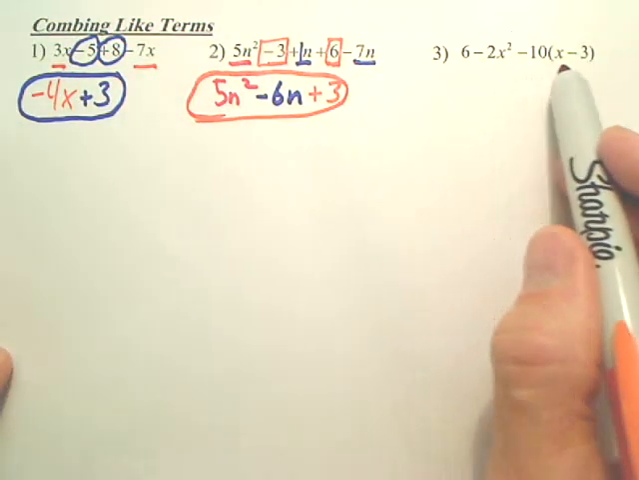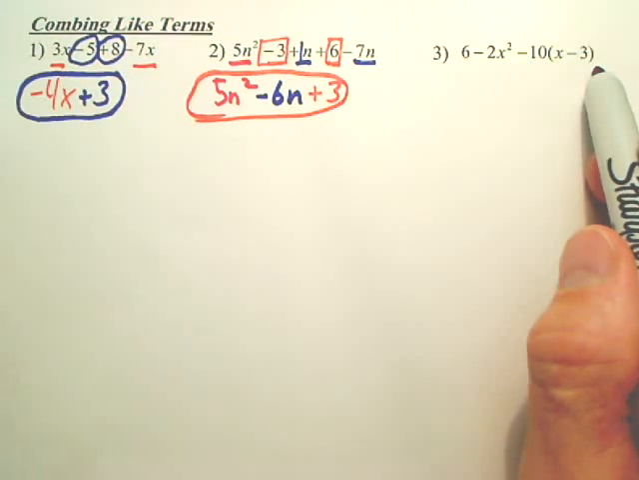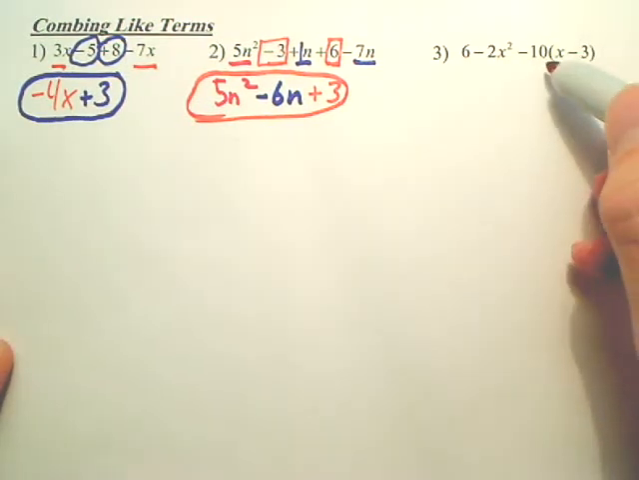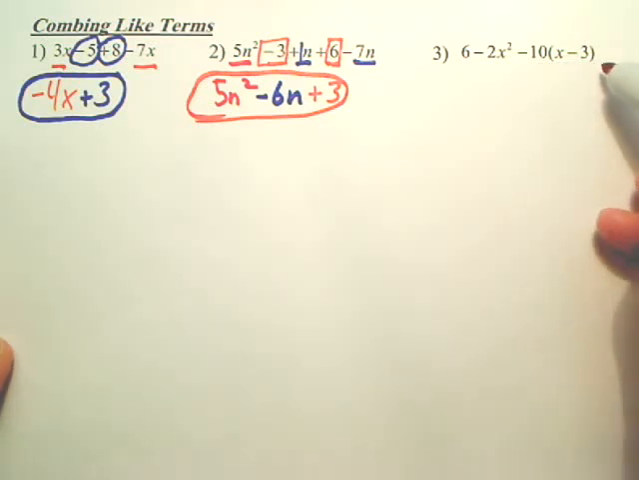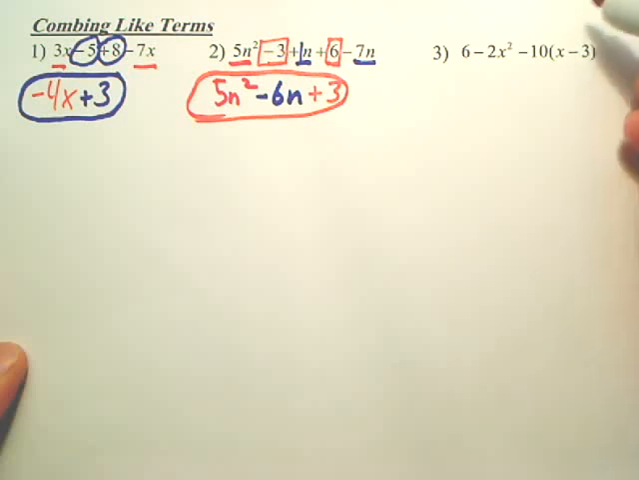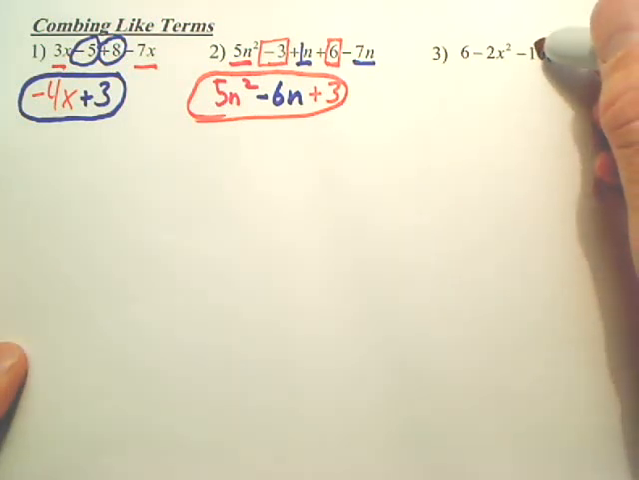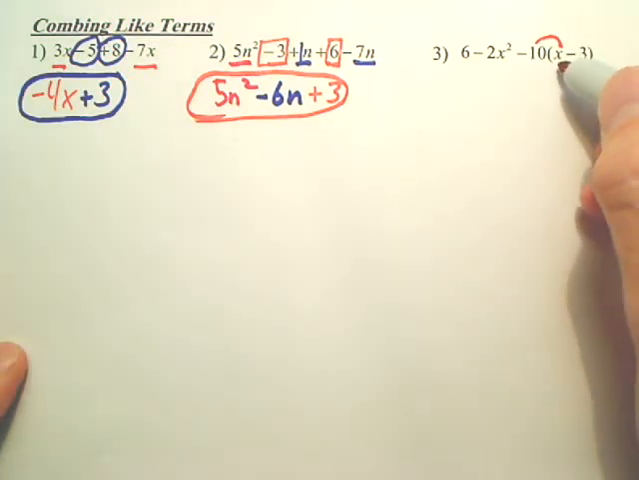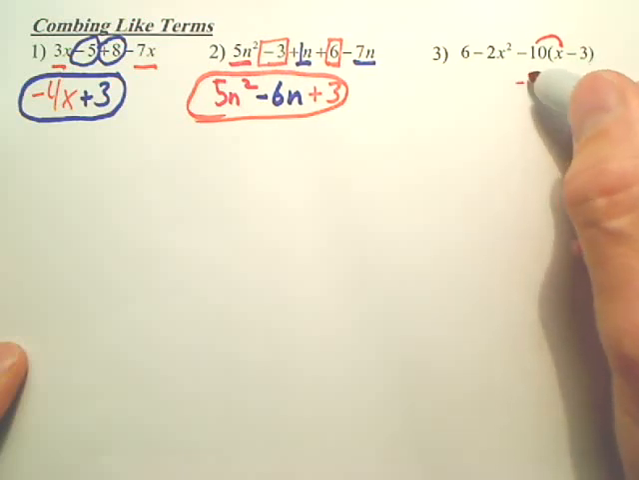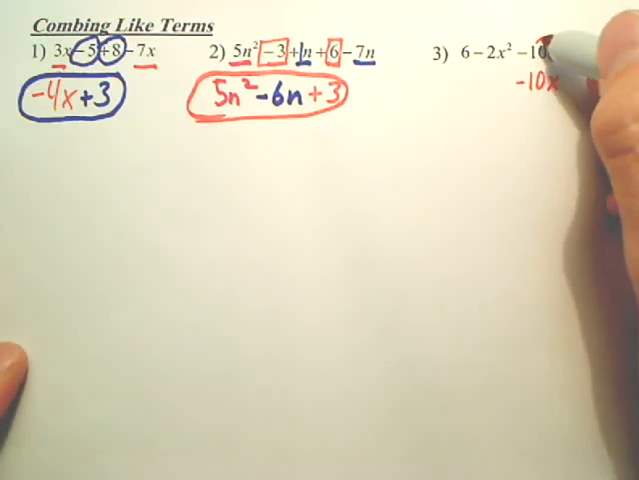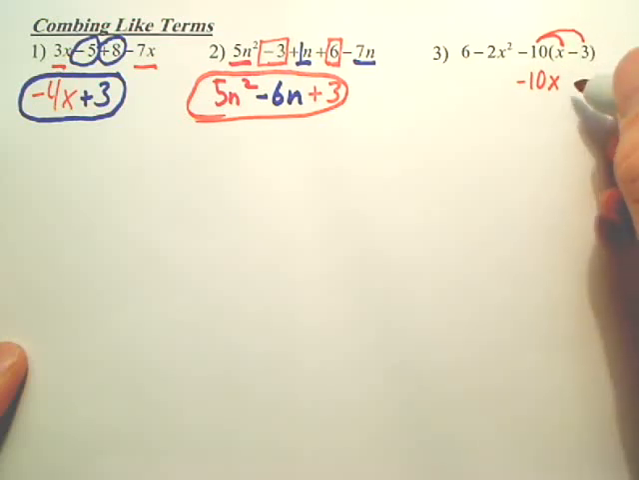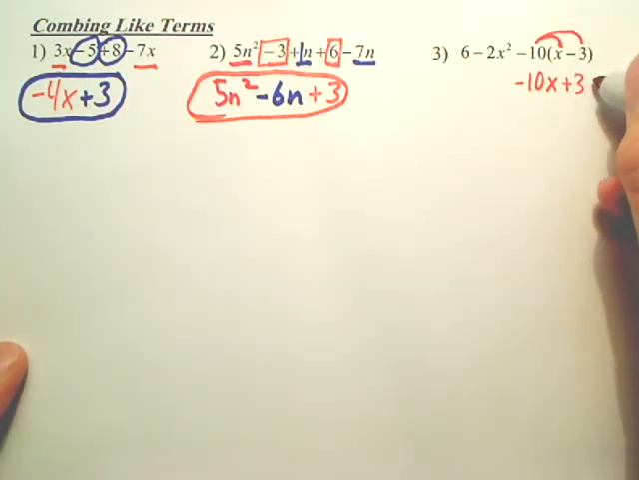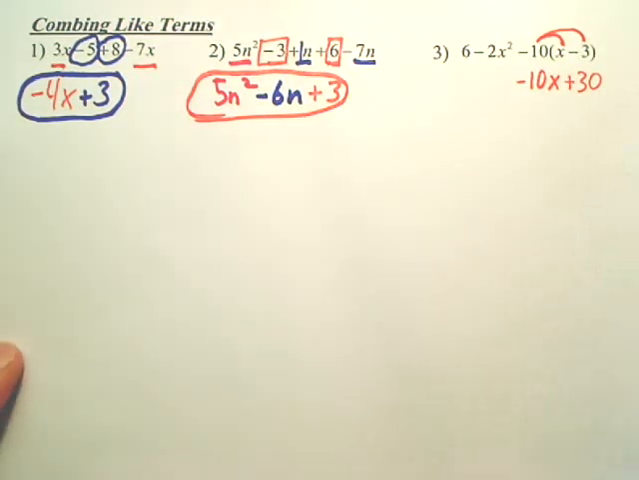The last problem. Before we combine like terms, what do we have to do with this right here? It's something called the distributive property. The distributive property is you multiply that negative 10 by both pieces inside. So negative 10 times x gives you what? Negative 10x. Negative 10 times negative 3 is? Positive 30. That's the distributive property.